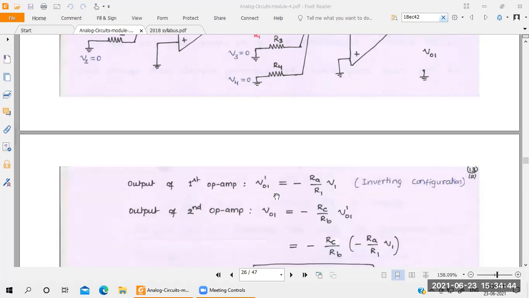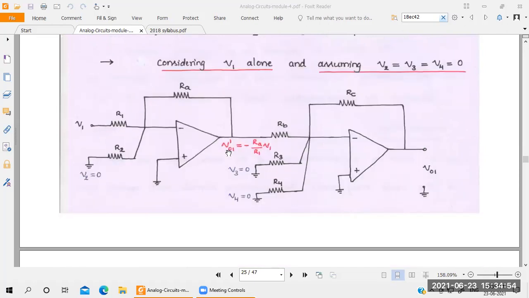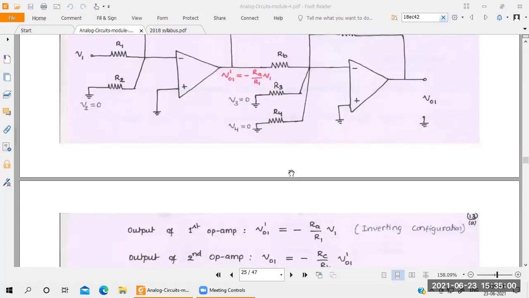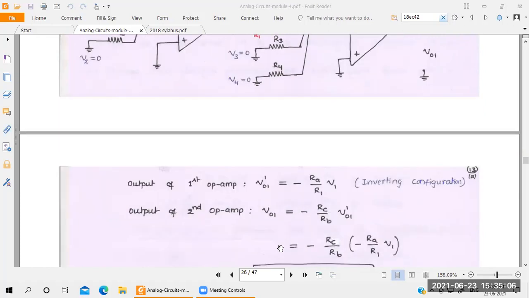Then we can get the output of the second op amp, which is now minus RC divided by RB times V01 dash. Okay, this is the V01, right? The same thing applies for the second op amp here. So what is the second op amp output? RC by RB multiplied by V01. What is V01 here? The first op amp output. Understood? What is the first op amp output equation? Minus RA divided by R1 into V1.